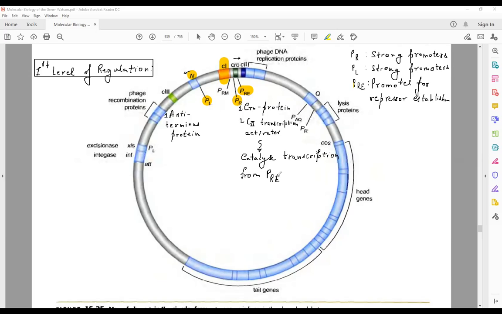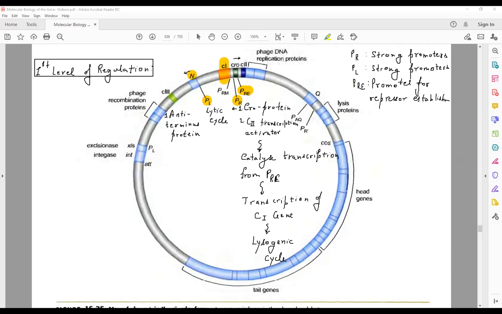Now, when it establishes this particular molecule, it will perform transcription of the CI gene, and the CI gene will lead to the formation of the lysogenic cycle. How? I'm just going to explain it to you. And Cro protein will lead to the formation of the lytic cycle.